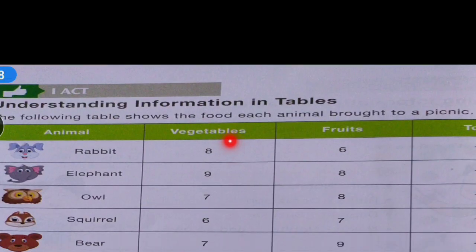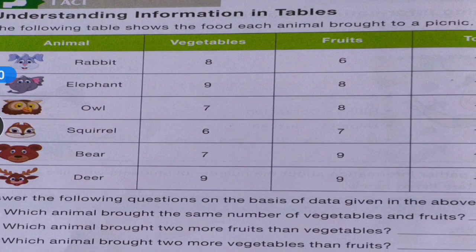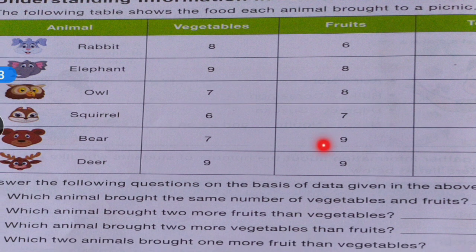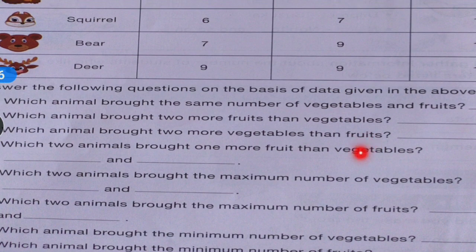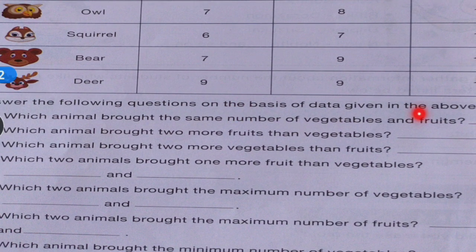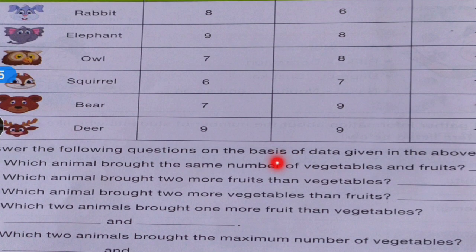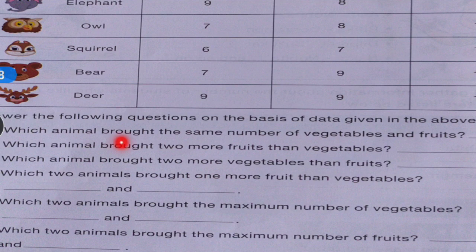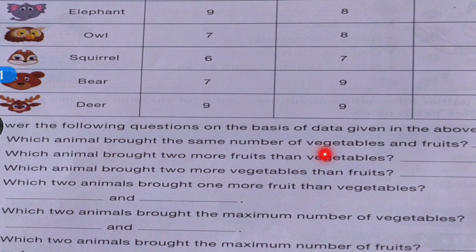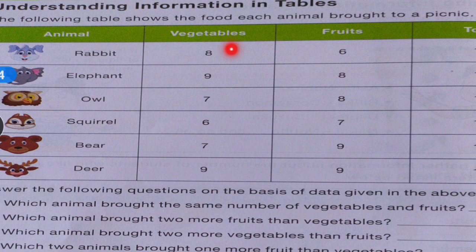Here they are already given in the tabular form and it is very easy to understand. Now we have to see how to read the table. Now see, children, answer the following question on the basis of the data in the table. We have to read the data in the table and answer the question. Which animal brought the same number of vegetables and fruits? You can see the vegetable column and the fruit column. Who has brought the same number of vegetables and fruits? Deer. Okay, the correct answer is the deer. By using this data you can easily give the answers. That's why the first very important thing is to arrange or organize the data.